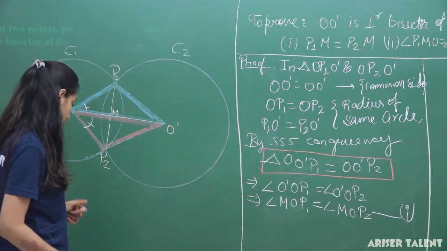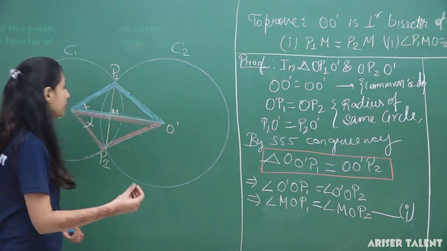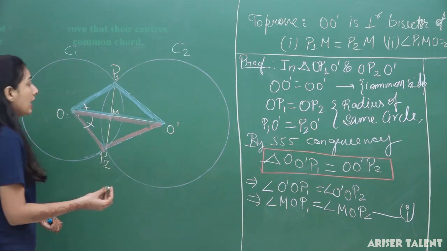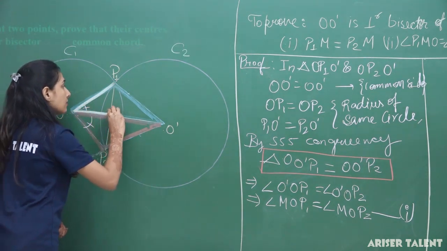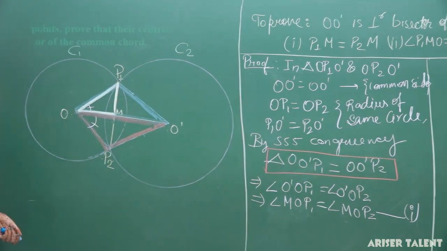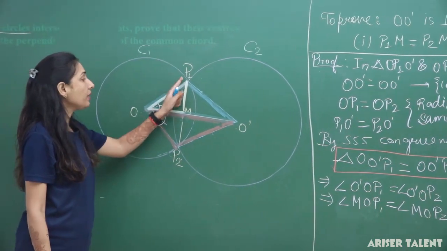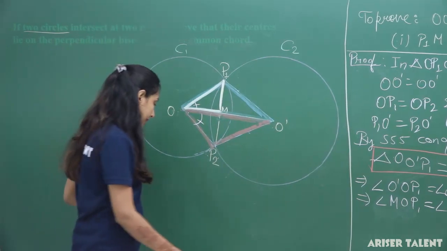Now I am going to take the other triangles. I am now going to take this triangle. Look, which triangle is it? OP1M, and I am taking the second triangle.